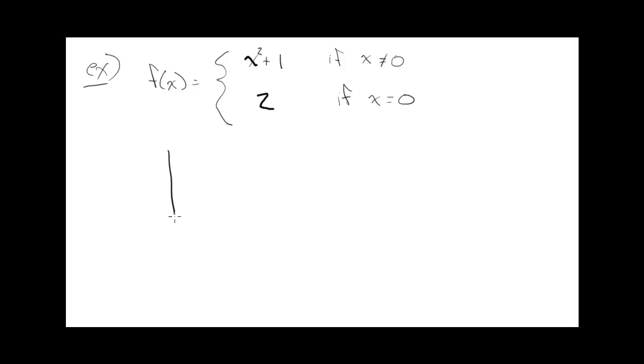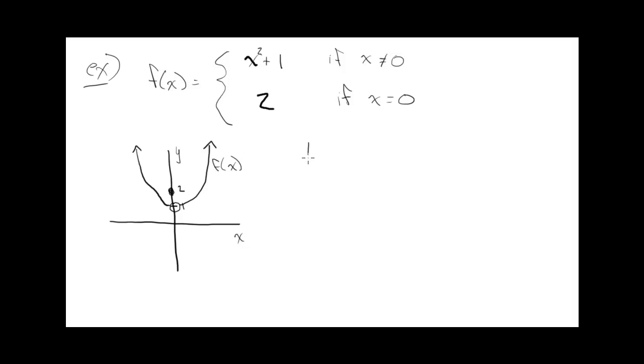Okay, so let's graph what this looks like. So x squared plus 1, you know what that looks like? A parabola, shifted up 1. But then at 0 we're going to have a hole, because when x equals 0, it does not equal that. And then when x equals 0, the function's actually equal to 2. So we've defined this sort of piecewise. That was x, that's y, that's f of x.